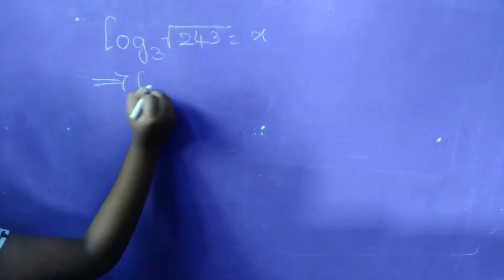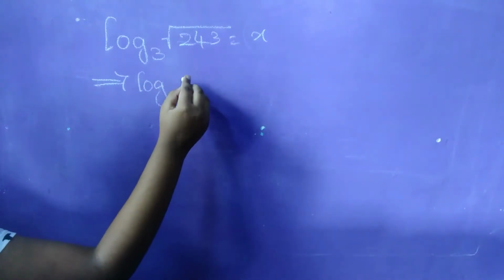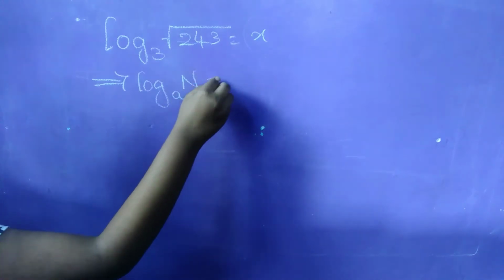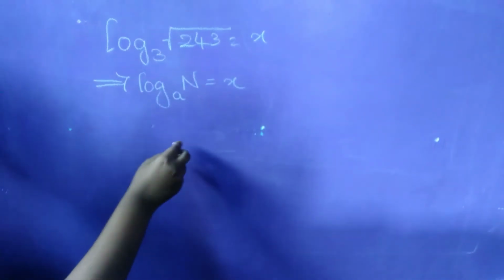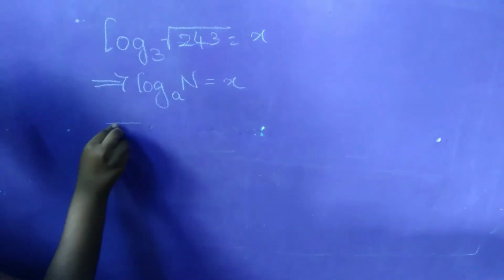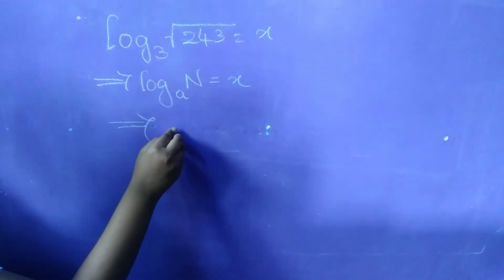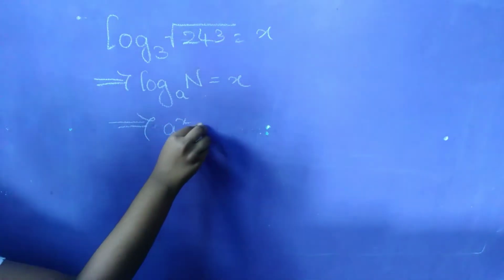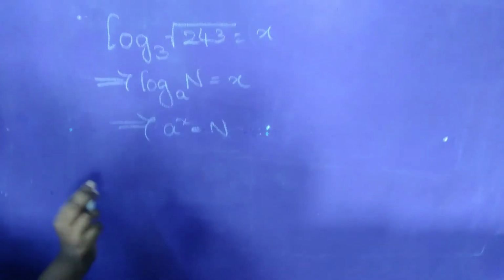That will be like log base a n is equal to x. This is the log equation in variable form. Now this log equation I am going to write in the form of exponential. That will be a power x will be equal to n. This is in the form of exponential.